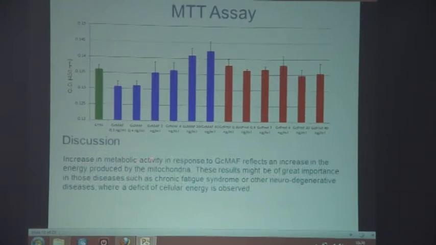The increase in metabolic activity in response to GcMAF reflects an increase in the energy produced by the mitochondria. These results might be of great importance in those diseases, such as chronic fatigue syndrome or other neurodegenerative diseases, where a deficit of cellular energy is observed.